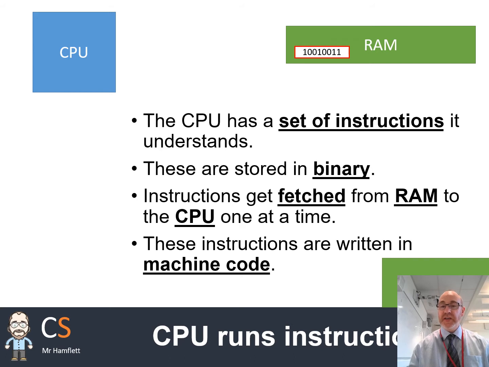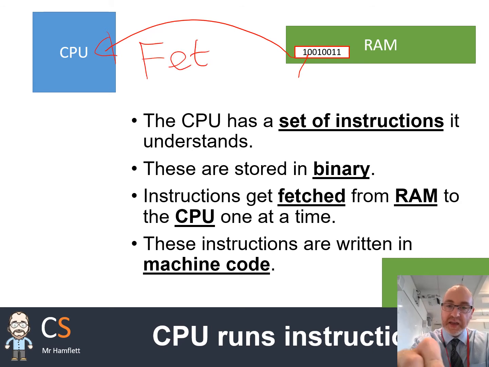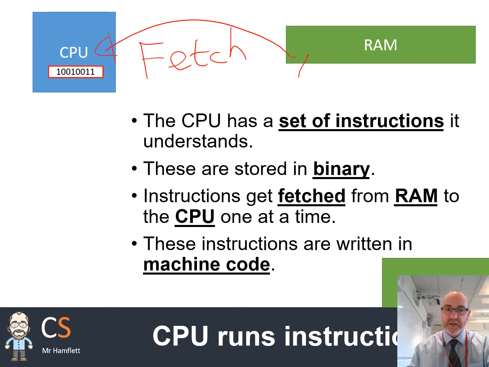And when we want to get an instruction, we have to fetch it from RAM into the CPU. So on the diagram you have at the moment, you can see there is an instruction. Now, if I wanted to run that instruction, you can see it's done in binary already. If I want to run that instruction, it has to be sent down the bus to the CPU. And that process is known as a fetch. So as you can see, the instruction's gone from RAM to CPU, and that's what we know as a fetch.